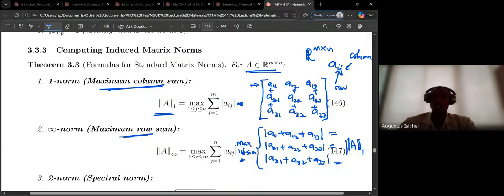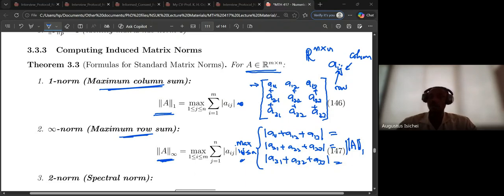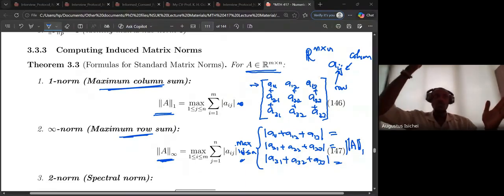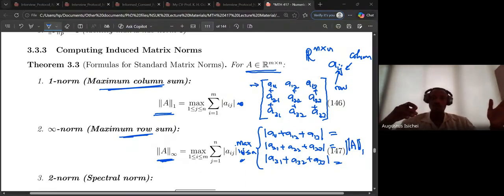Do you understand? That is what is equivalent to L infinity. So L infinity is a maximum row sum, while L1 is the maximum column sum. Are we following? If you have any matrix at all, you do the row and the column, so you can get the maximum row sum or the maximum column sum.